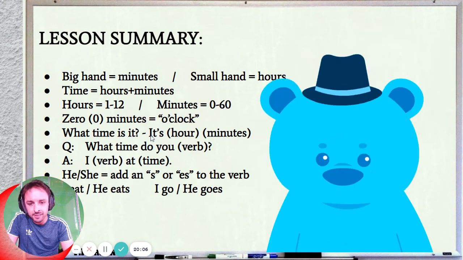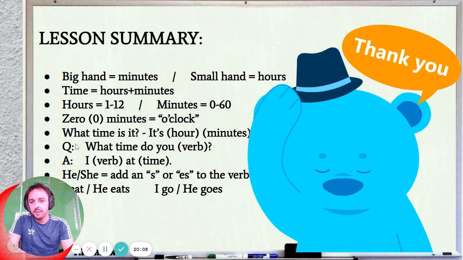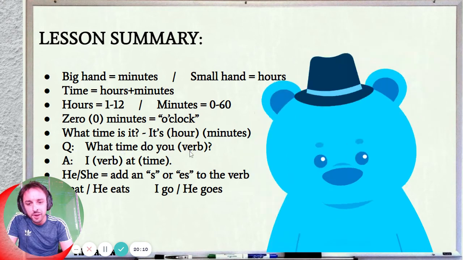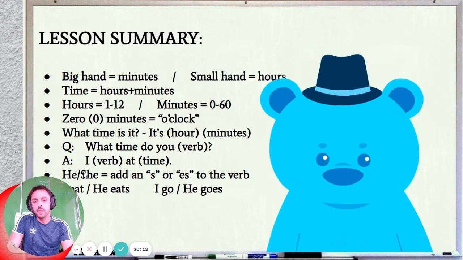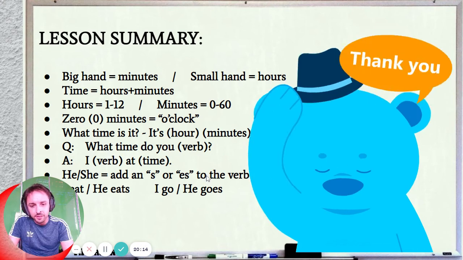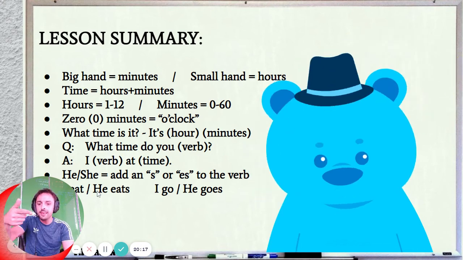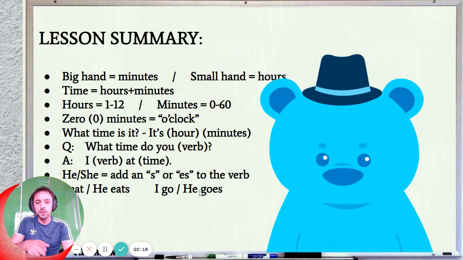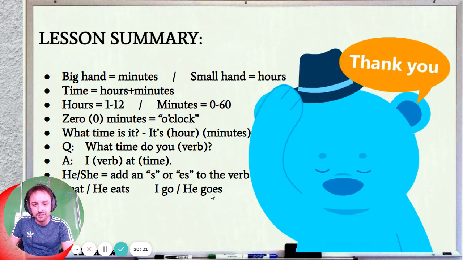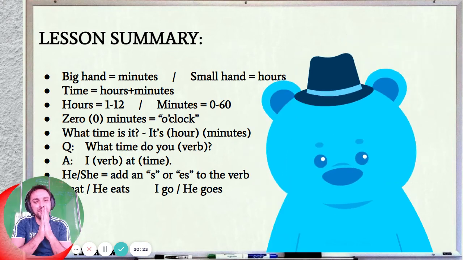Then here's your question. What time is it? It's hour, minutes. Then what time do you verb? I verb at time. And then he or she, you add an S to the verb. So I eat, he eats. And I go, he goes. Because of the ES.